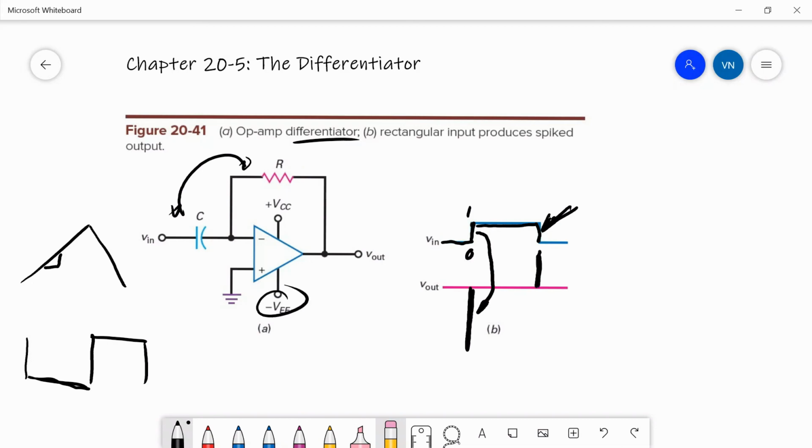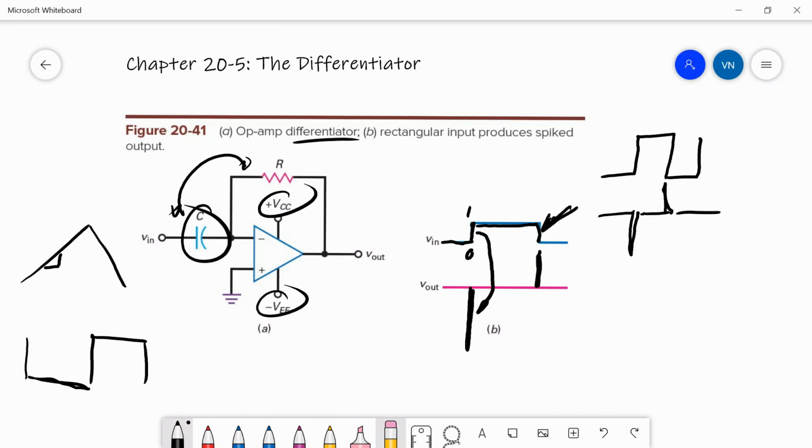Now, the spikes would be limited by the voltage supply on the op-amp, so it's not going to get anywhere near infinity. But what we're essentially doing is edge detection. We can take a square wave input and detect the edges of the square wave, and from that we could trigger events and make things happen. So the differentiator circuit, putting a capacitor in front of an op-amp circuit, is often used to detect the edges of square waves.